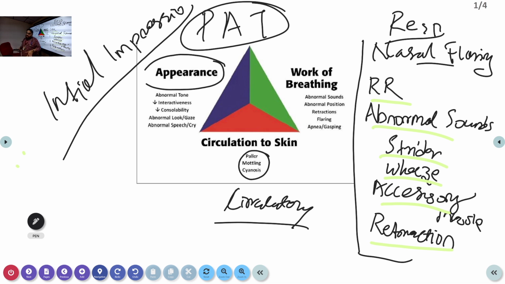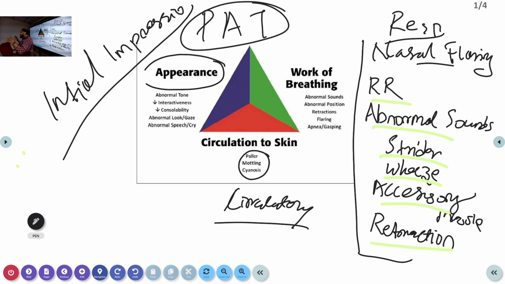The pediatric assessment triangle comprises 3 steps. You have to have an initial impression. As soon as the child comes into your ER, without examining the child, just by looking at the child, the appearance of the child. What are the things that you have to look for in the appearance? First thing, tone of the child. What is the muscle tone of the child? The second thing, whether the child is irritable or the child is interacting. Whether the child is crying, and if the child is crying, whether the child is consolable. That is the next thing that you need to do.